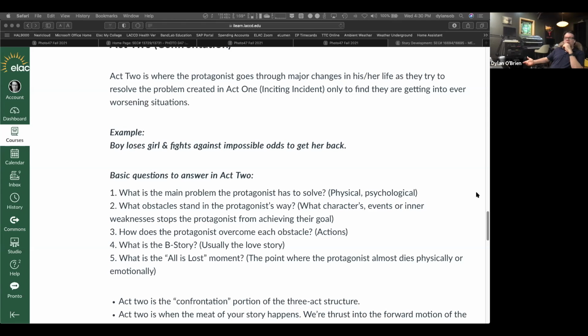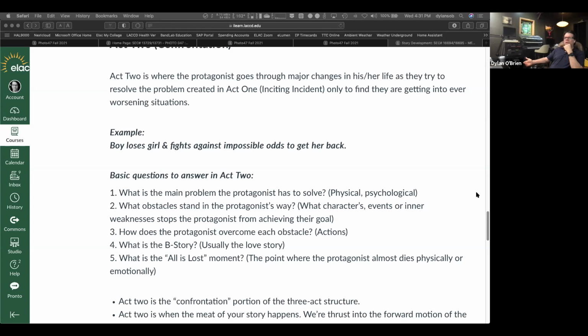What are the obstacles that stand in the way of the protagonist? What characters, events, or inner weaknesses stop the protagonist from achieving their goal? It could be weather, right? It could be the environment. There's plenty of things that could do it.